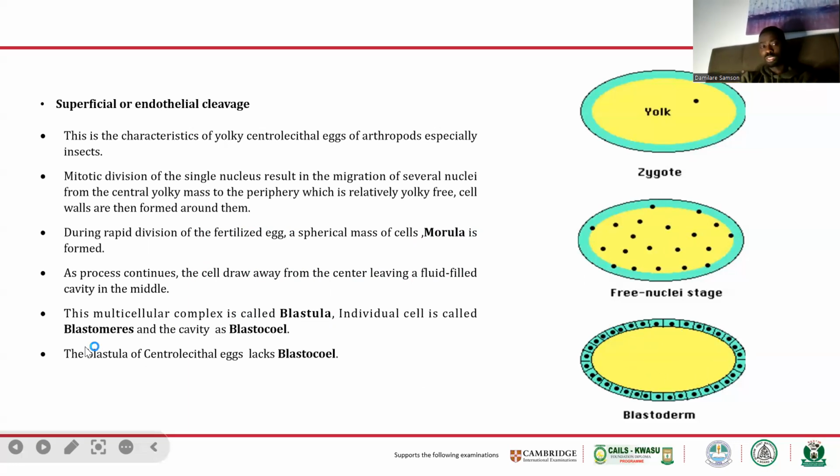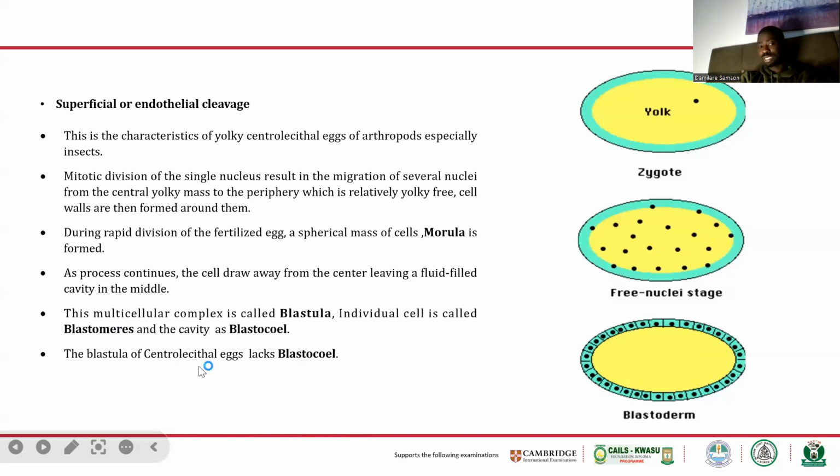Individual cells, each of those cells, are called blastomeres. And the cavity, the fluid-filled cavity inside, is called what? Blastocoel. So the blastula of centrolecithal eggs lacks a blastocoel.